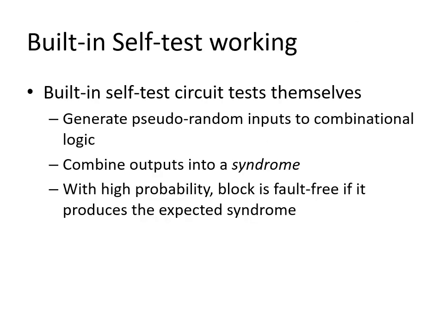Let us look into the working of built-in self-test. In the built-in self-test, the circuit tests itself. First, it generates pseudo-random inputs to the combinational logic. Then it will convert the output into a syndrome. With a high probability, the block is fault-free if it produces the expected syndrome. Here, the output that is obtained is compared with the golden signature. If it is the same, that means the block is error free, else it indicates that there is some error in the circuit.